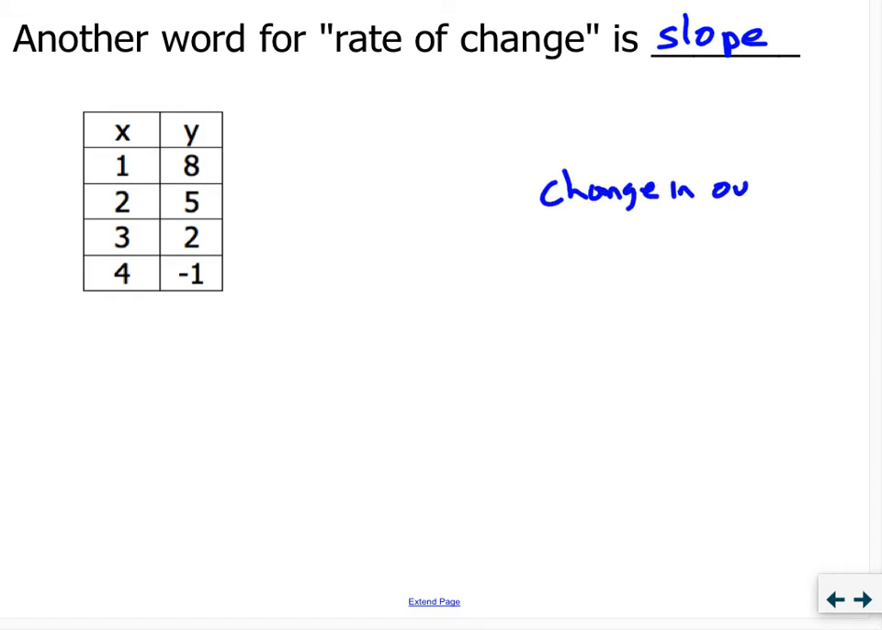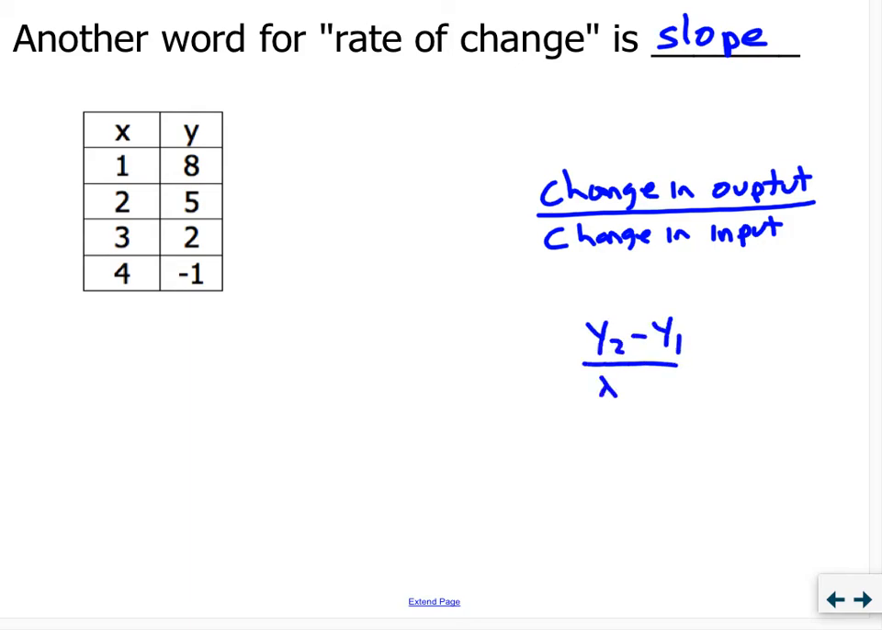The change in the output, the change in Y, divided by the change in the input, the change in the X. Exactly. Maybe you've seen things like Y2 minus Y1 over X2 minus X1, where X1 and Y1 are points, X2 and Y2 are points. Maybe you've seen that before.